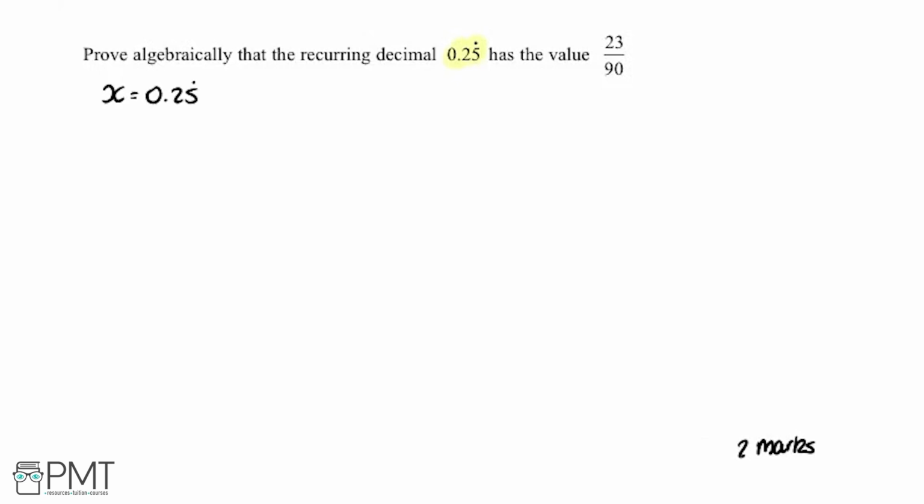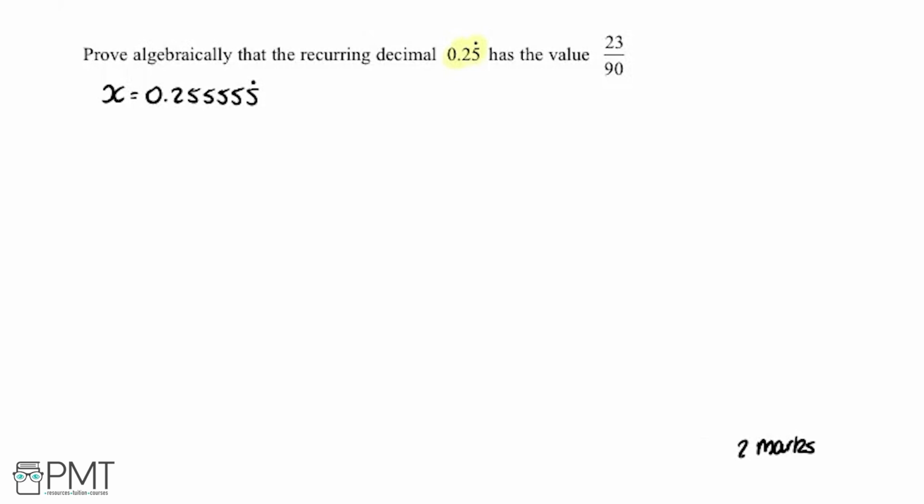0.25 recurring. Now, just to be clear what we mean by this, recurring just means it keeps on going on. So we've got this little dot above the 5. So that means the 5 keeps going. So it's 0.25, 5, 5, 5, 5, dot, dot, dot, and keeps on going like that. And to represent that it keeps on going, instead of writing loads of 5s out, we just put a dot above the number that keeps on going. So in this case, the 5.